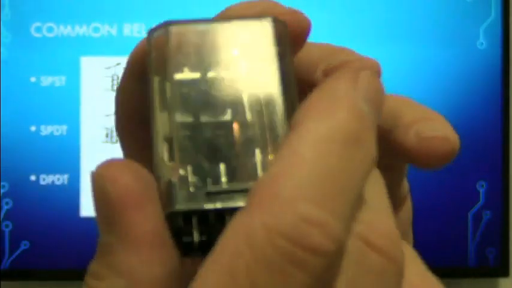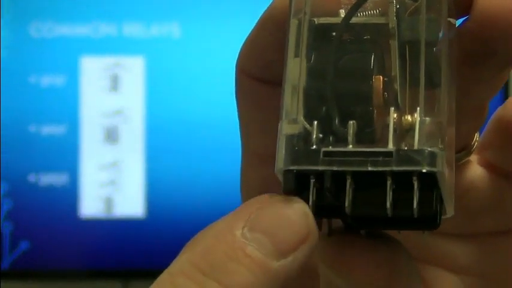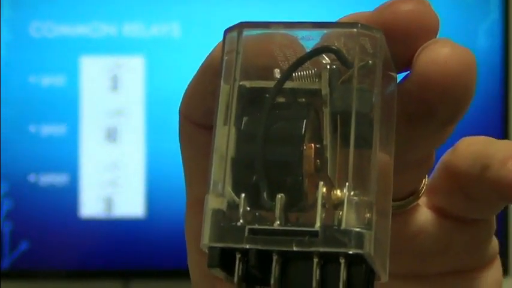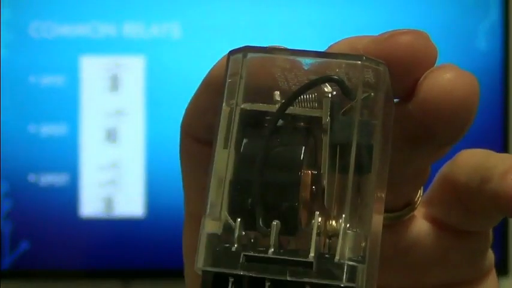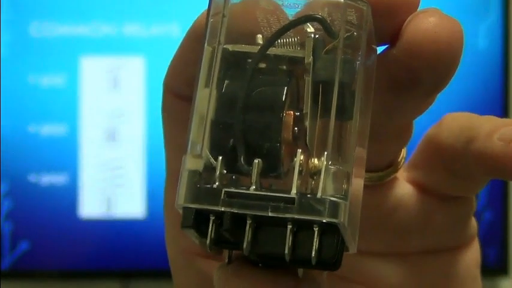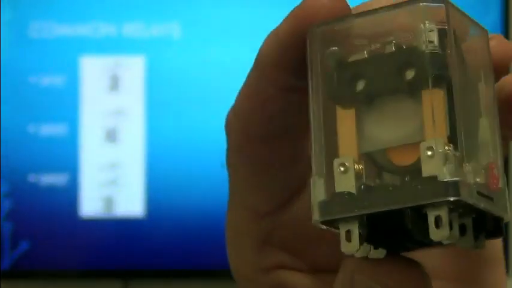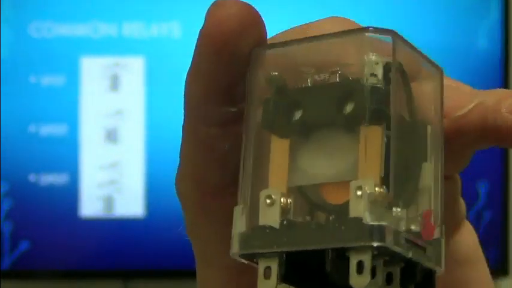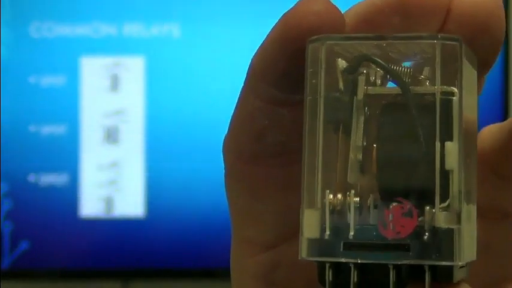Much easier to do so in person than it is on camera, but you can see the coil there, common, normally open, normally closed. And so you've got one set on one side here, so basically it's two single pole double throw switches on either side of each other. But like I said, they're on the same little lever, so they operate together in tandem. So when one set switches, the other switches also.